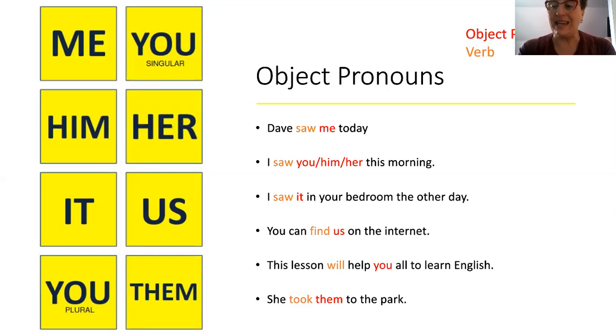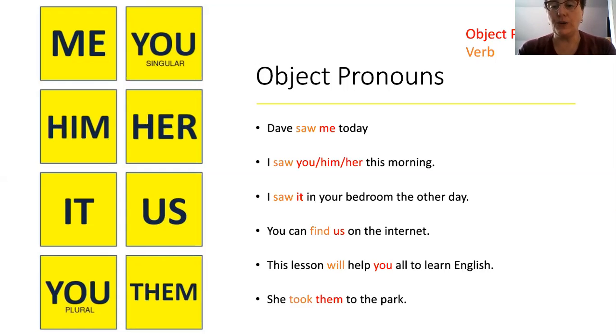Dave saw me today. So saw is the verb. Me is the object pronoun. It's happening after the verb. The action is happening to me. Dave saw me. Me is the receiver of the action in that sentence.